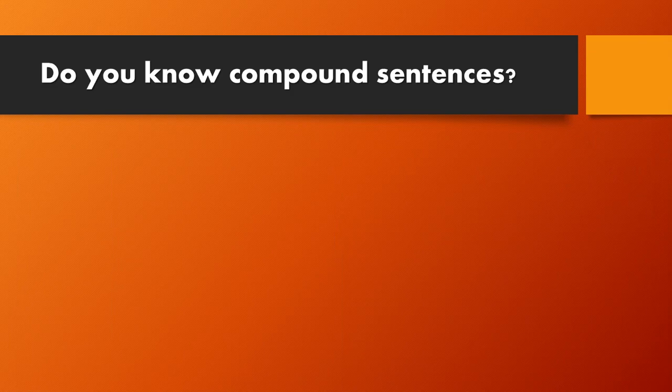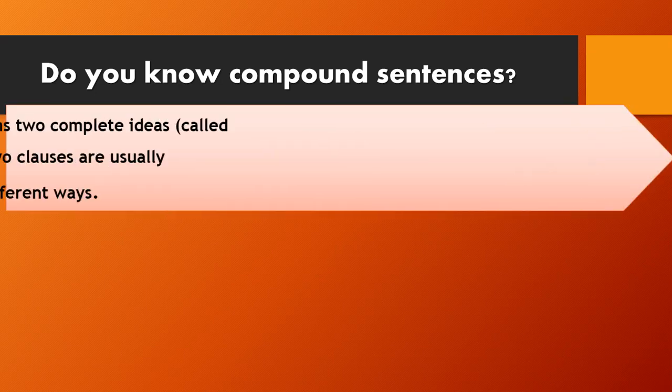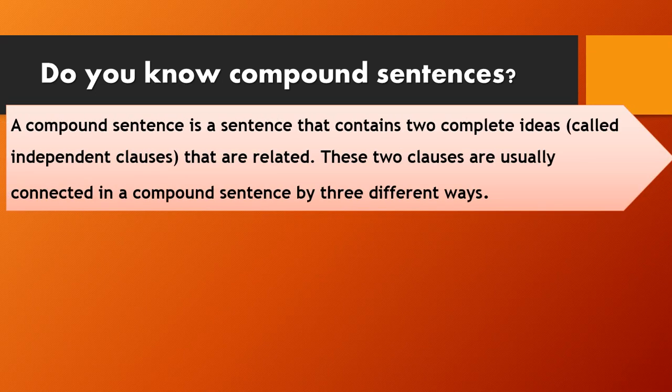Okay, let's go to the second type of sentence, which is a compound sentence. You have studied before that the compound sentence contains 2 complete ideas or 2 complete sentences connected together. Each complete sentence or each part is called an independent clause. Independent clause means that it can stand alone by itself. It doesn't need the help of any other one.